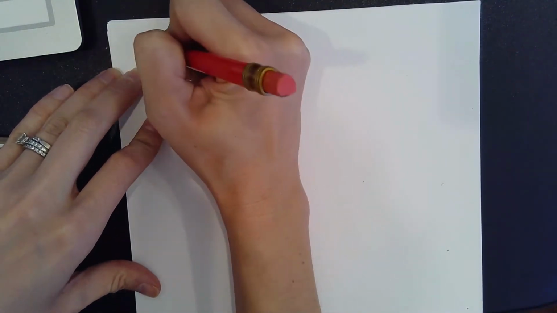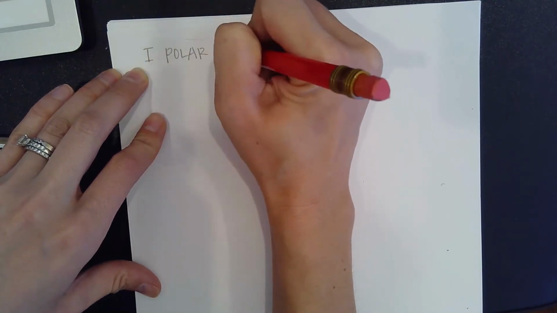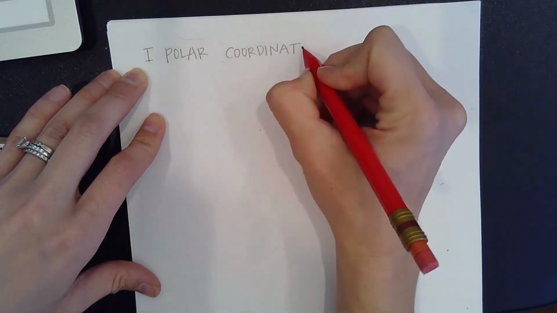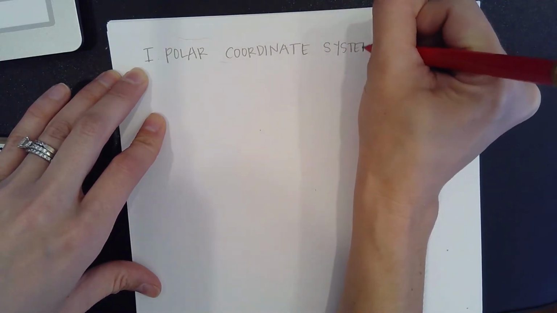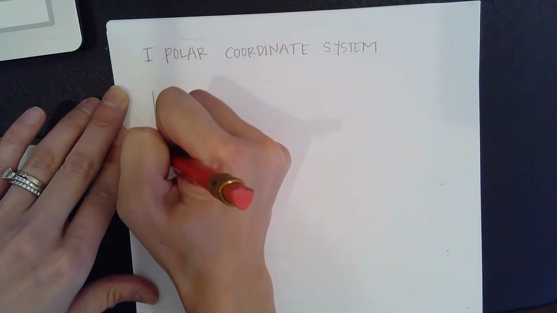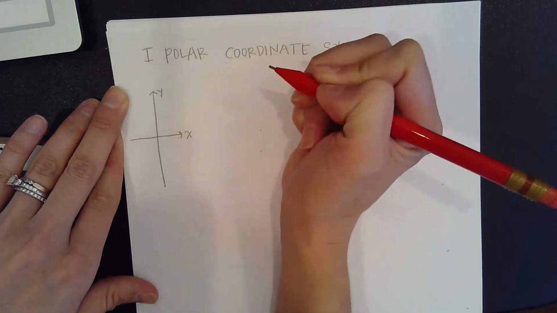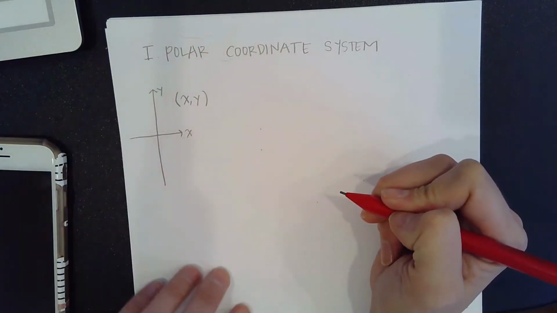Good morning. Today we're going to start looking at polar coordinates. So we've been looking at the rectangular coordinate system. Now we're going to look at polar coordinates. In rectangular, we have an x-axis and a y-axis, and we plotted a point as just an x and a y normally.